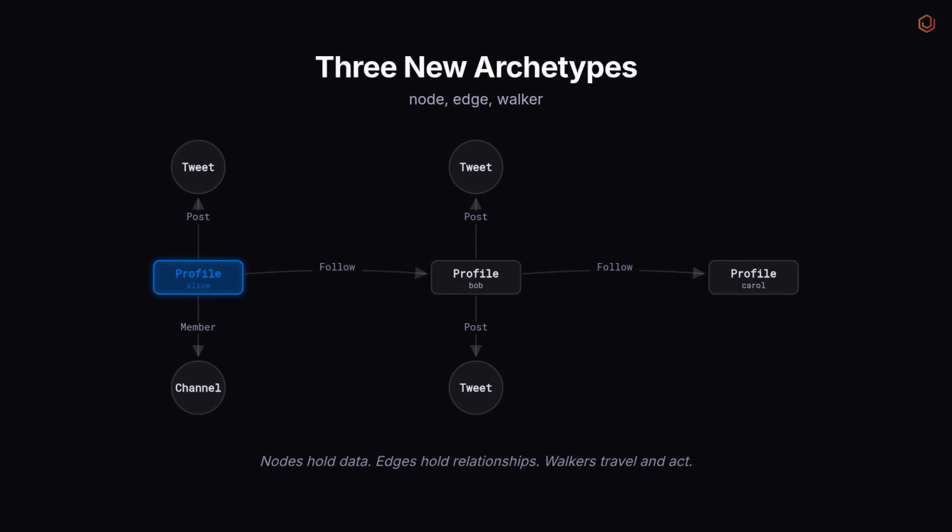OSP adds 3 archetypes on top of familiar objects. A node is a location in the graph. It holds state and reacts when a walker arrives. An edge is a typed directional relationship between nodes. Edges can carry their own data too, like the date a follow happened. A walker is a mobile unit of computation. It carries its own state and reacts to specific node or edge types as it travels.